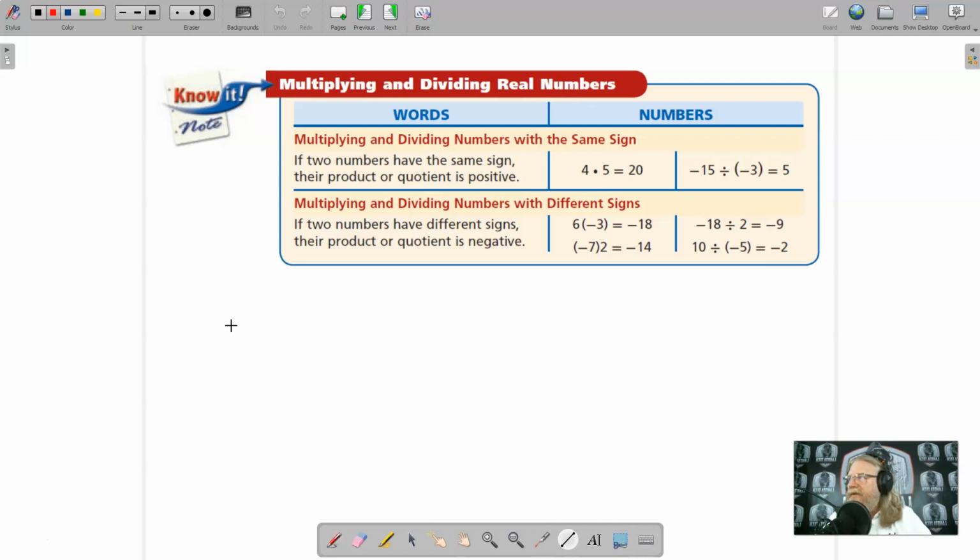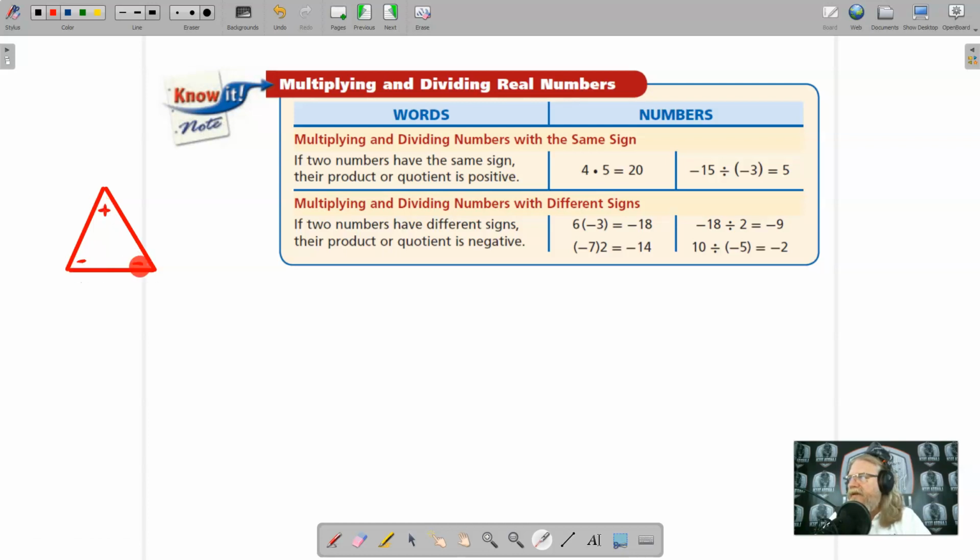Now, I got a little memory device for this. There's a couple of them. First of all, if you were to create a little triangle, and then in one corner you put a plus sign, and in the other two corners you put a negative sign, and then you cover them up. And how might I cover them up? Let's do this. If you have a negative times negative, picture putting your fingers over those. Negative times negative, what's left over? You see the positive sign. So negative times negative is positive.